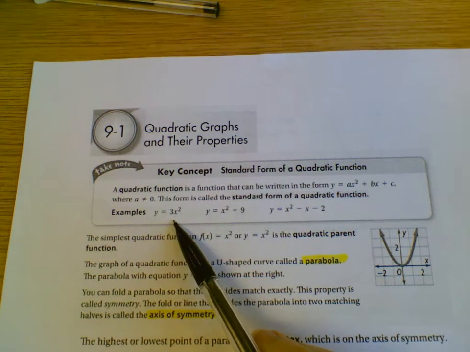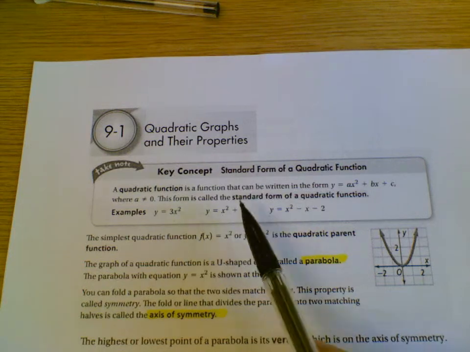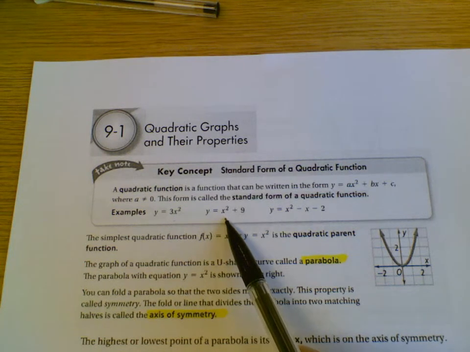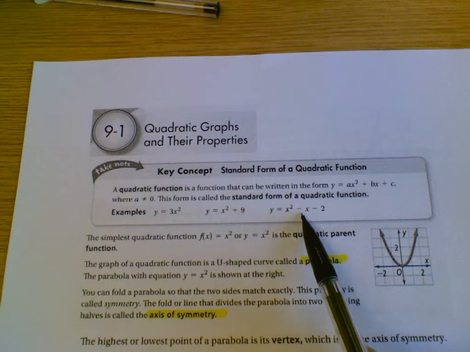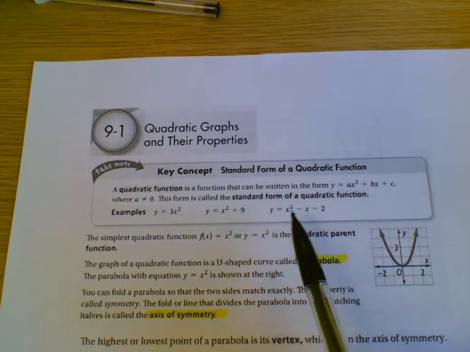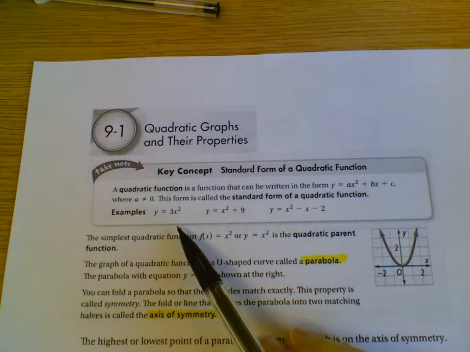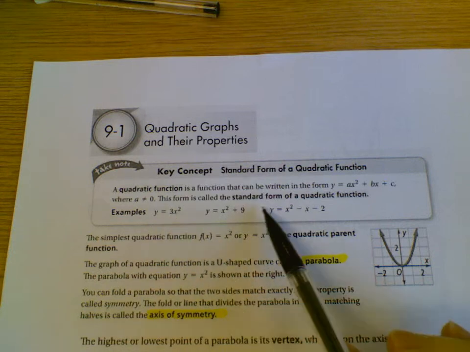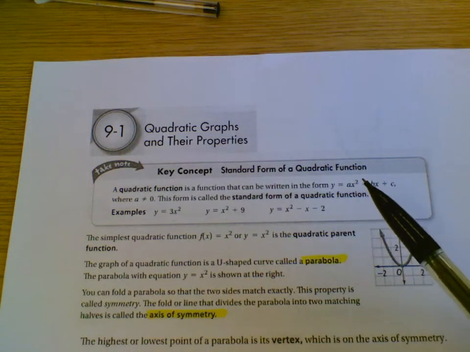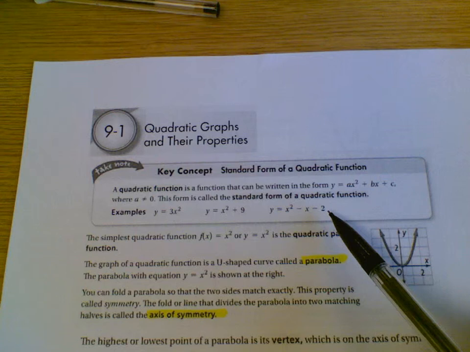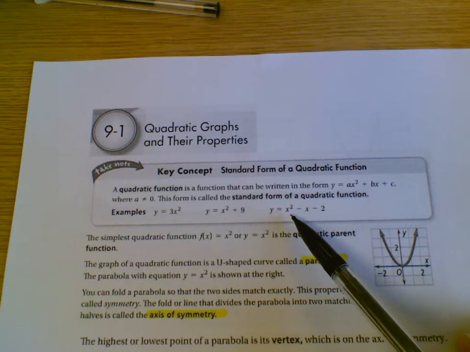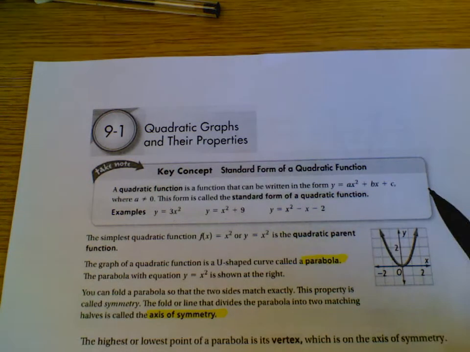Like 3x squared is an example of a quadratic function. x squared plus 9, quadratic function. x squared minus x minus 2, quadratic function. The degree of all of those is 2. Notice that this is called standard form, just like we practiced with polynomials. You will always have the highest degree first and then the exponents decreasing after that.